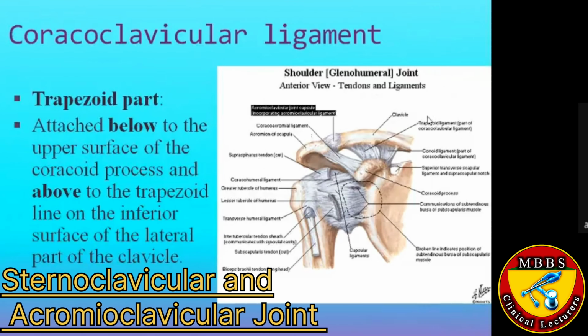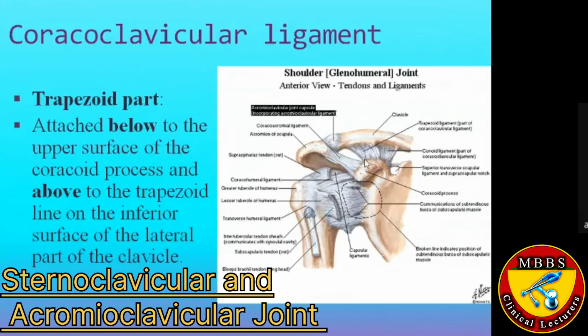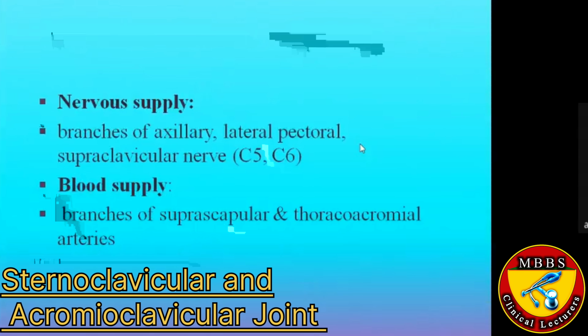If you look at the trapezoid part, it is attached below to the upper surface of the coracoid process and above to the trapezoid line on the inferior surface of the lateral part of the clavicle. If you look at the nerve supply, the branches of the axillary, lateral pectoral, and the suprascapular nerve supply this joint, that is the acromioclavicular joint, and the blood supply is from the branches of the suprascapular and thoracoacromial arteries.